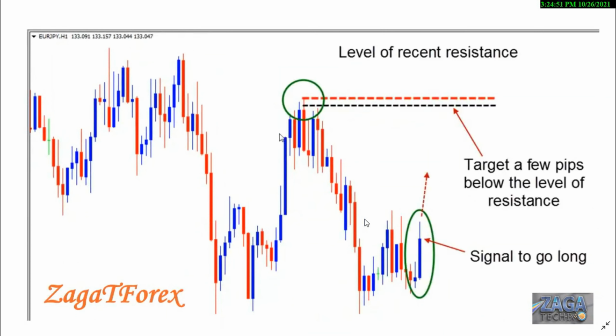So now let's take a look at a buy scenario. Take a look at this level of recent resistance. You see, this has formed as a level of resistance. Now we target a few pips at this area. Now we have a buy signal at this area. Remember, we have a sell signal here, and this is a buy signal. So this is the most recent area of resistance.